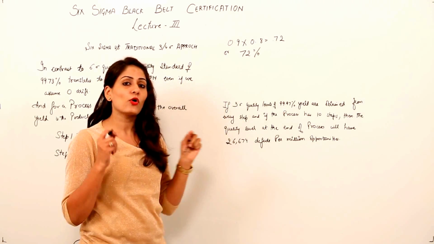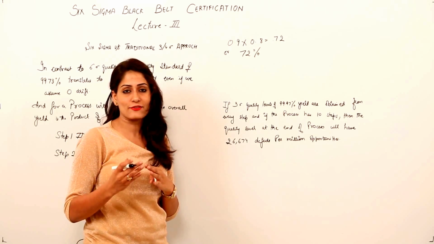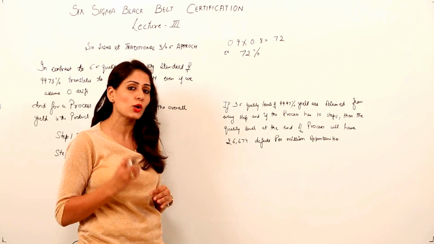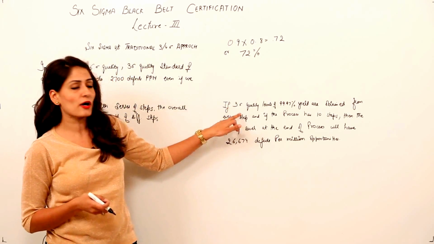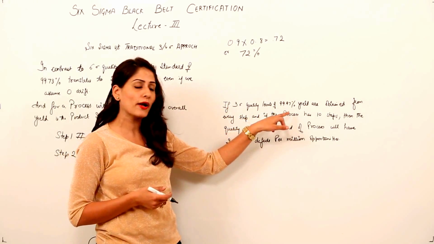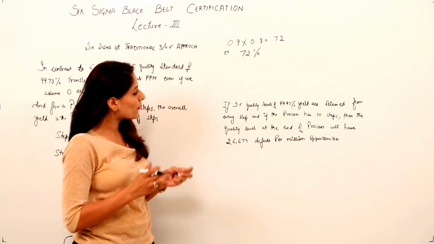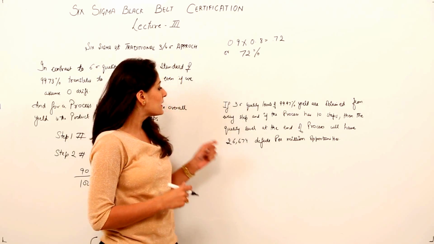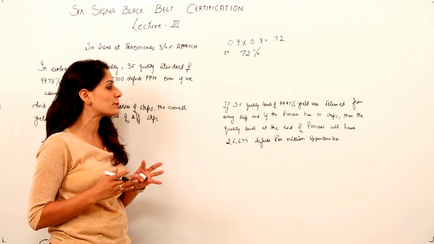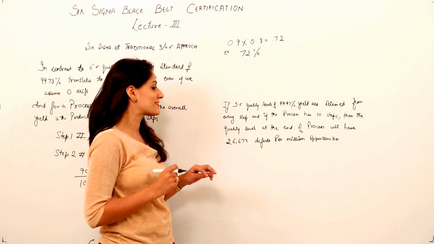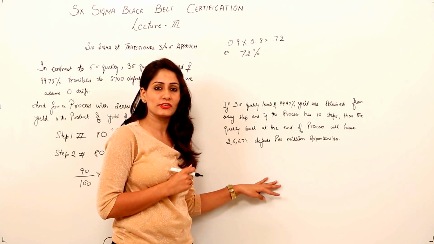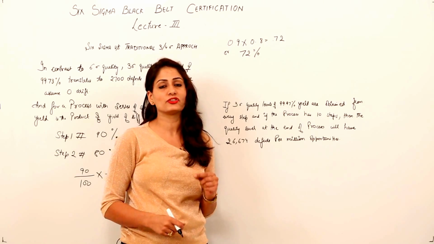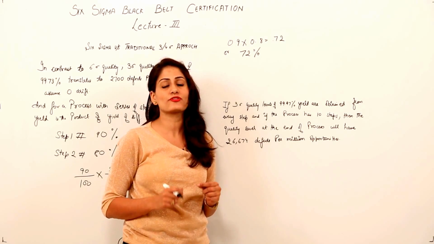This means that the overall yield of a process which has a series of steps is always less than the yield of the step which has the lowest yield. If 3 Sigma quality levels of 99.97% yield are obtained from every step, and if the process has 10 steps, then the quality level at the end of the process will have 26,000 defects per million opportunities. Now you can very well imagine why Six Sigma application is mandatory and not just optional.